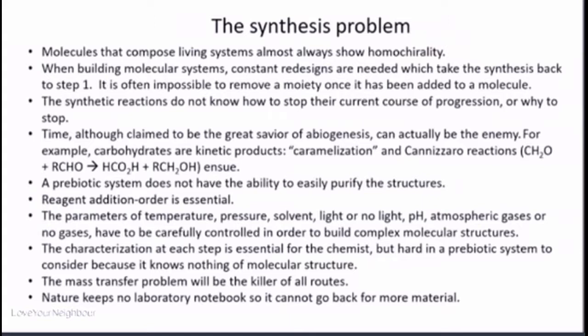When building molecular systems, constant redesigns are needed to take the synthesis back to step 1. It's often impossible to remove a moiety once it's been added to a molecule. So, think about this. Say there's a process going on where some molecules are being built up, and all of a sudden, somehow in a natural system, it's built a little bit of a wrong segment. First of all, it doesn't even know what's wrong because it doesn't even have a target that it's going to. But let's just say it knew somehow. Now it made a mistake. What does it do? It has to go back to step 1. You often can't remove the moiety once it's been put on there. And because it's homochiral, all these experiments are really hard to do.